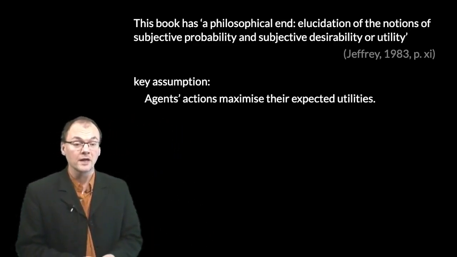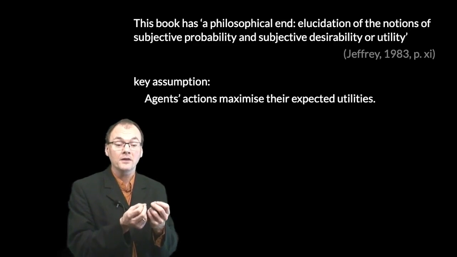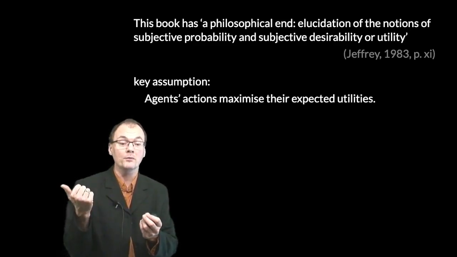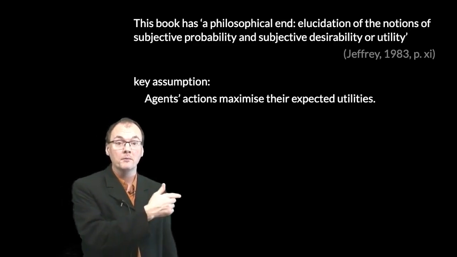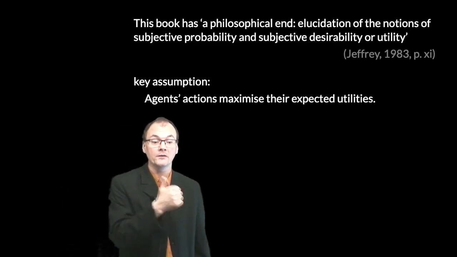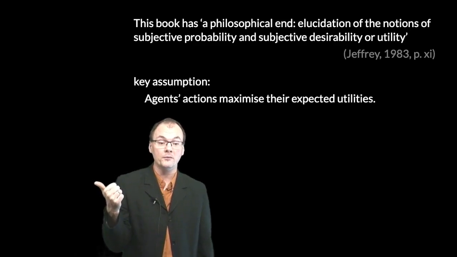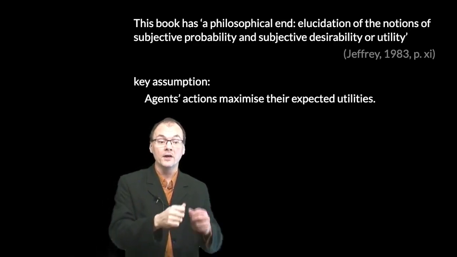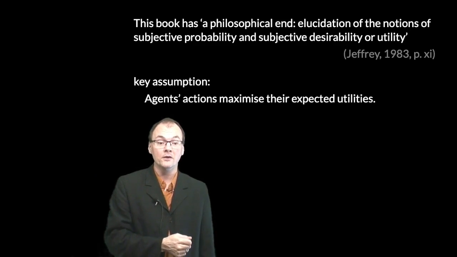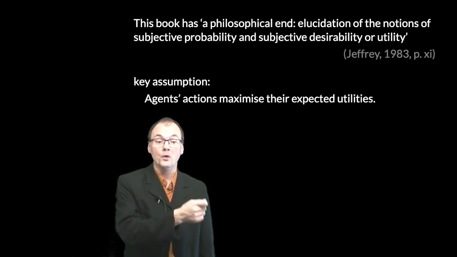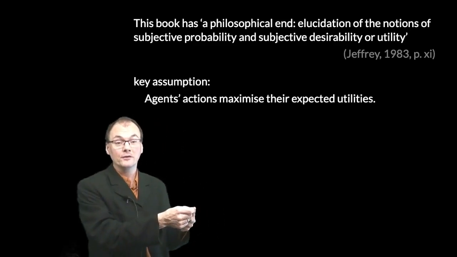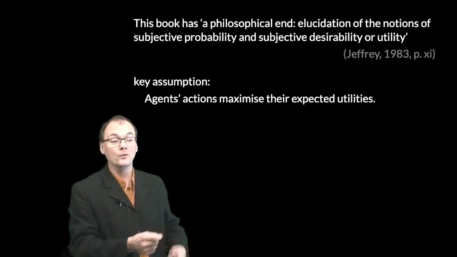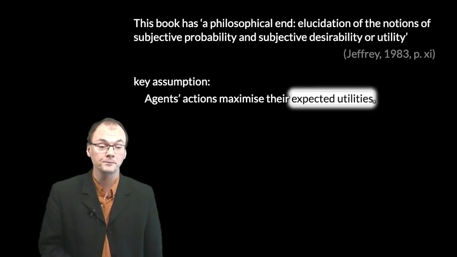Now, there's a key assumption here which is so basic that I didn't even highlight it when we talked about what preferences are. And the key assumption is that agents' actions maximise their expected utilities. Once you know the subjective probabilities and the preferences, you calculate expected utilities, and that tells you what the agent will do. There's no way that that can fail to happen, because in fact we take the actions as revelatory of what the preferences are.